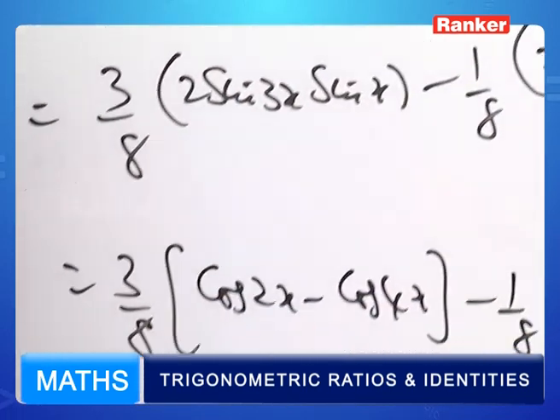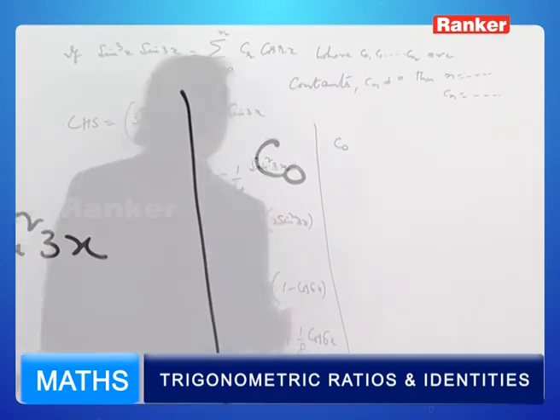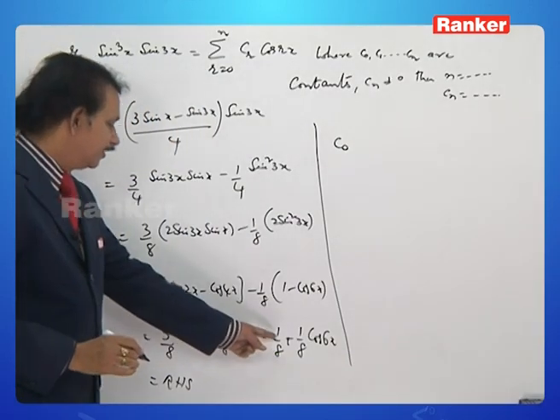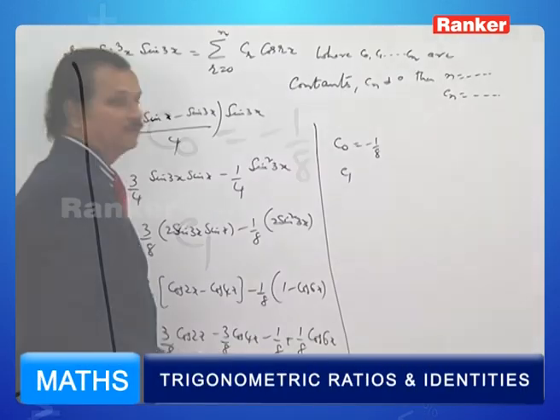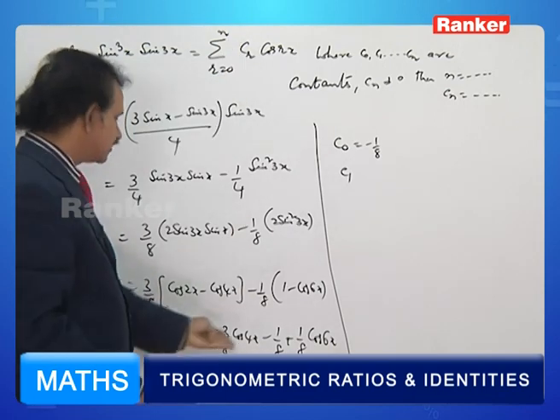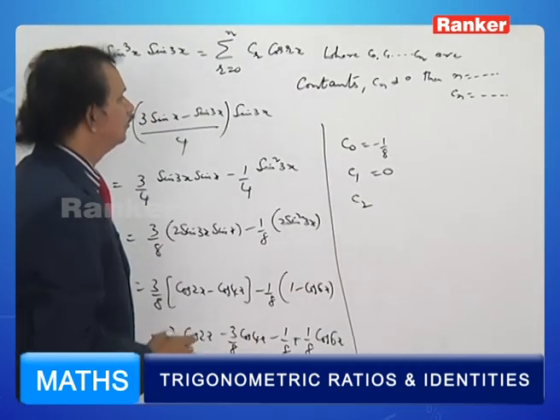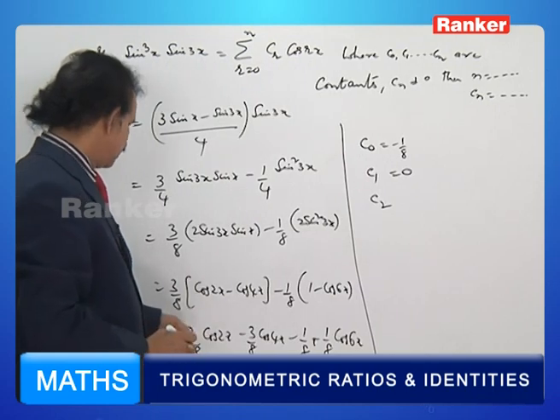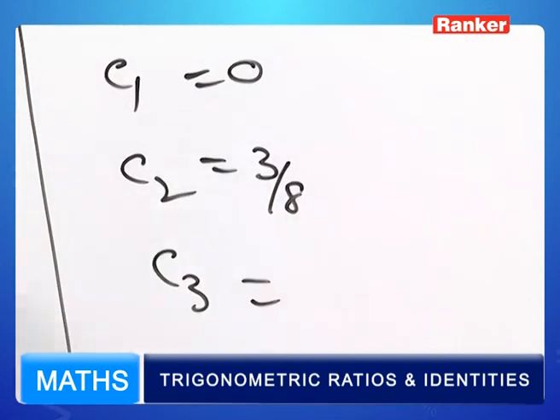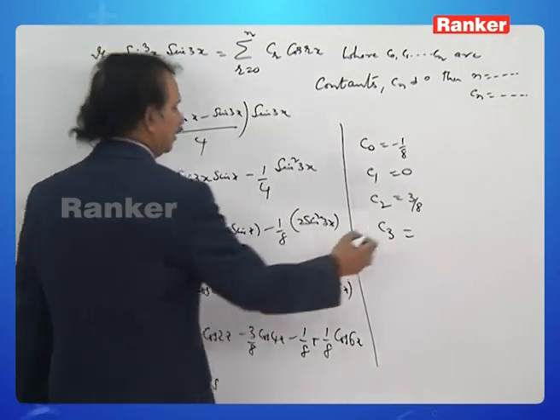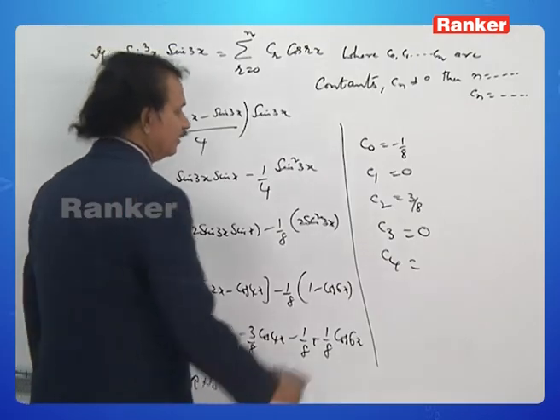You compare. C naught cos 0x is cos 0 is 1. So what is C naught here? Minus 1 by 8. C1 cos x must be present. Is there any cos x? No cos x. So C1 is equal to 0. What about C2? C2 means coefficient of cos 2x, 3 by 8. C3, coefficient of cos 3x, not available. C4, coefficient of cos 4x, it is available. What is that? Minus 3 by 8.